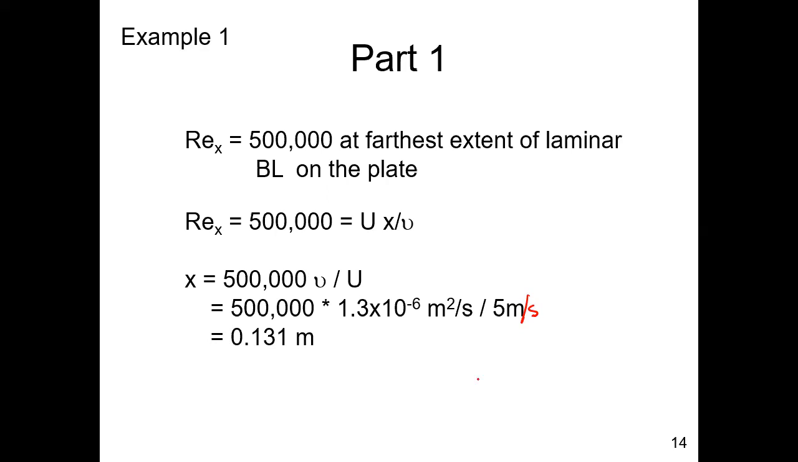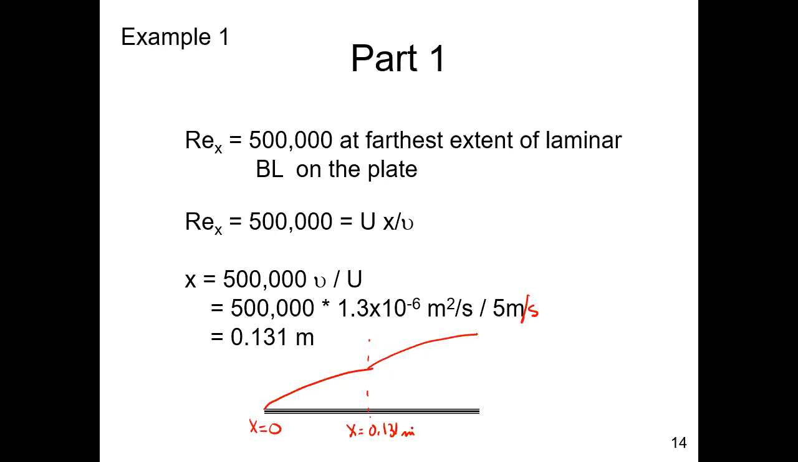So in this case, here's our plate and we have laminar and then it goes up like this. And x is equal to 0 at the leading edge. And at x equal to 0.131 meters, that's the end of the laminar boundary layer. And remember, the plate is 2 meters long, so it's really close to the leading edge.